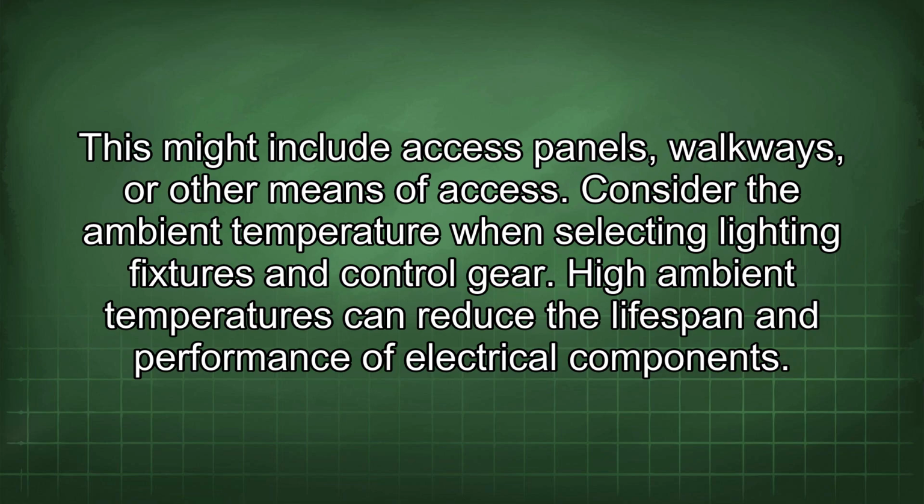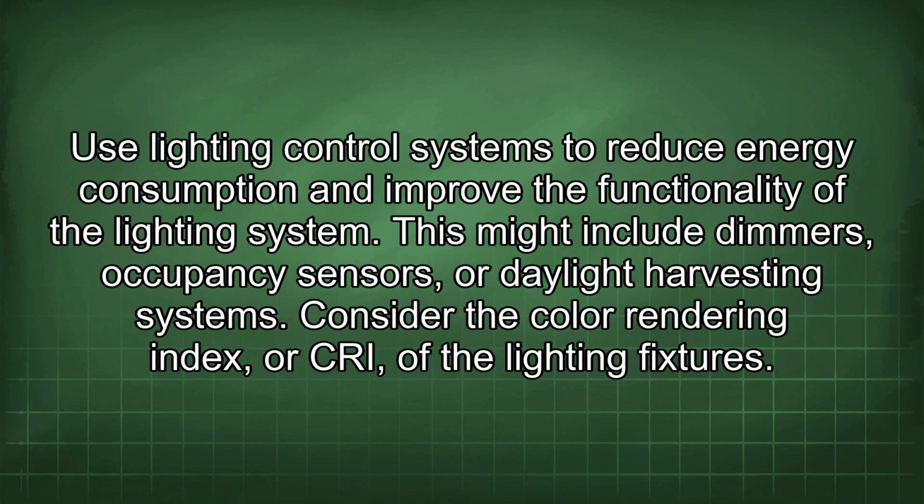Consider the ambient temperature when selecting lighting fixtures and control gear. High ambient temperatures can reduce the lifespan and performance of electrical components. Use lighting control systems to reduce energy consumption and improve the functionality of the lighting system. This might include dimmers, occupancy sensors, or daylight harvesting systems.